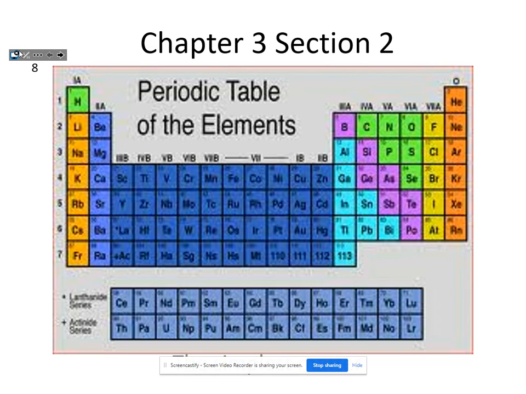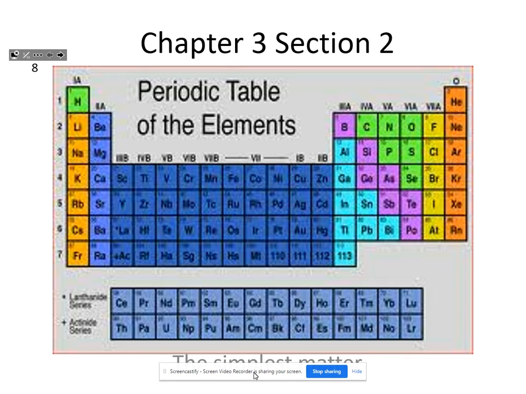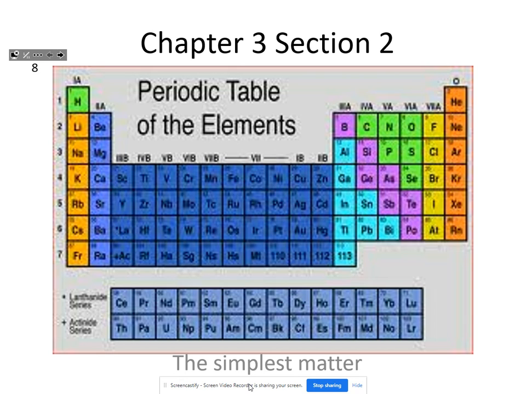Today we talk about 8th grade, the periodic table of elements. Now with the periodic table of elements, you'll see some are very colorful, and you'll see others that do other things. But we're going to learn today, hopefully, that the periodic table of elements shows the simplest matter, atoms.